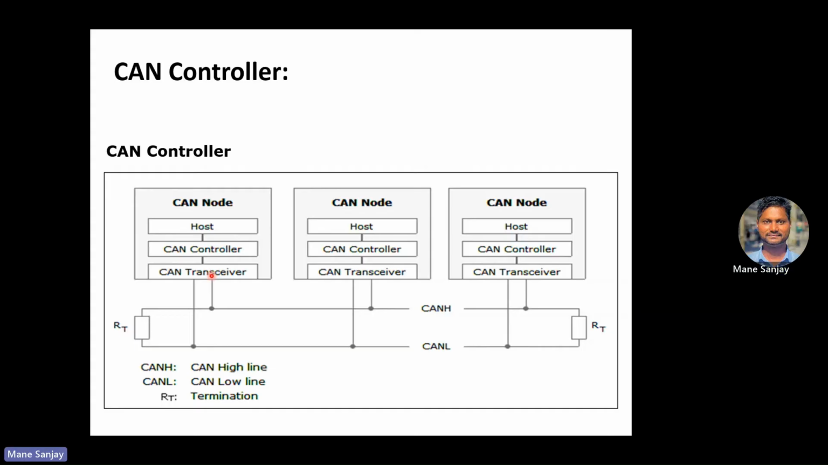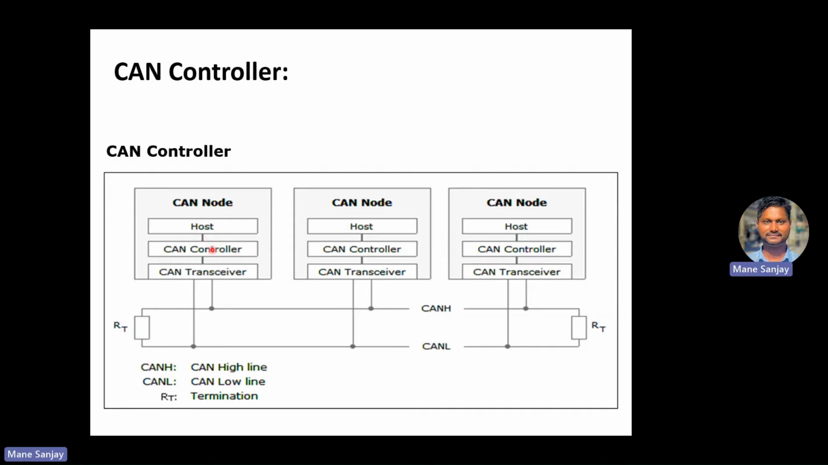So this is very important, the CAN controller. Now we have seen inside the CAN node: the host is there, the CAN controller is there, the CAN transceiver is there. Then the physical wires are there, which we can see with our open eyes. And this is inside the ECU.